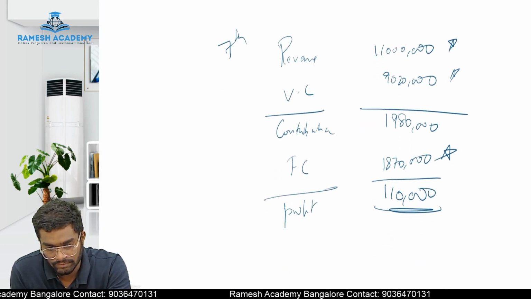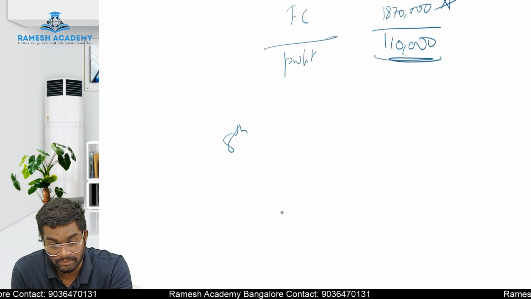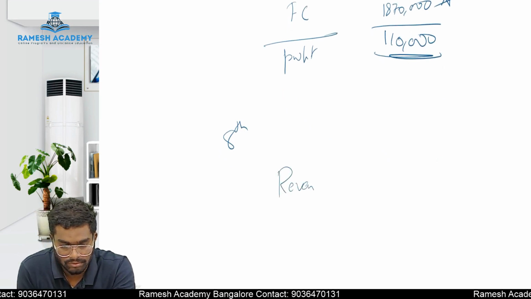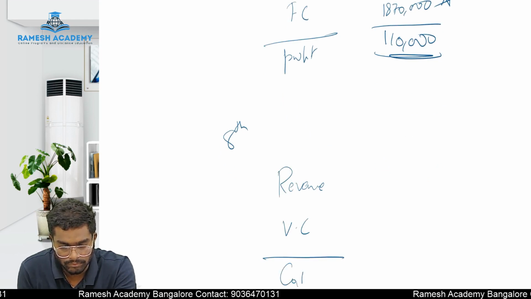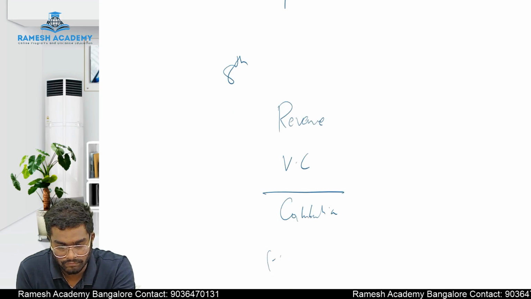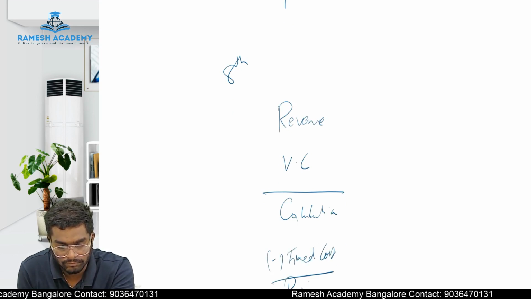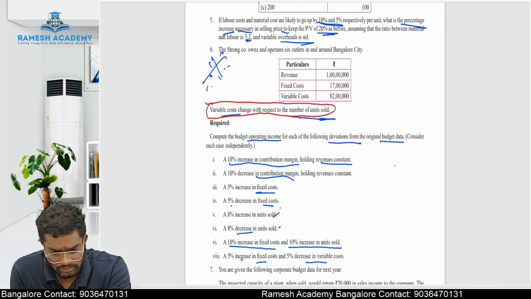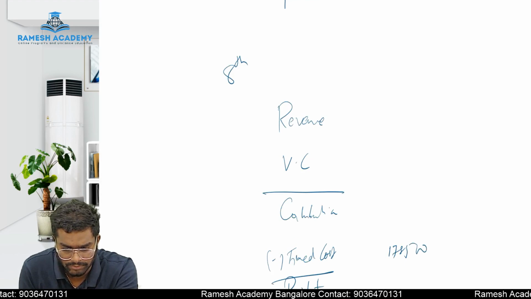Now we'll try out the 8th scenario, last and final. By this we will be completing this very big question. Revenue, VC, contribution. Then we have fixed cost. Then we have profit. First, there is a 5% increase in the fixed cost, which means 17 lakh 85,000 because 5% increase.